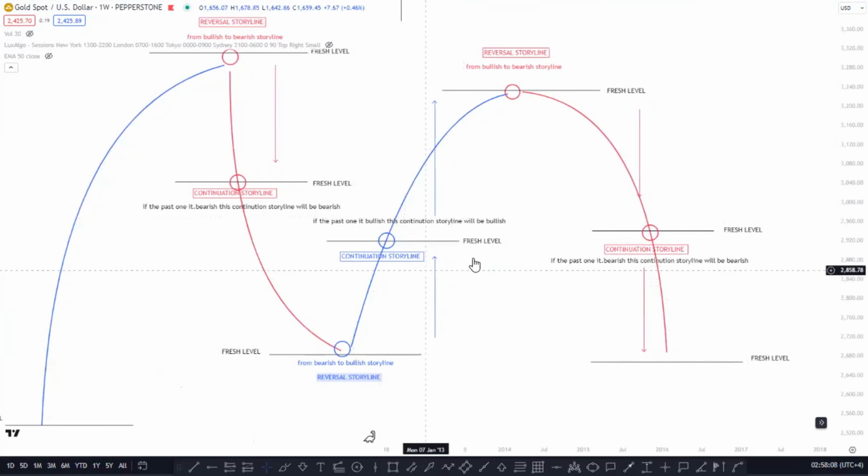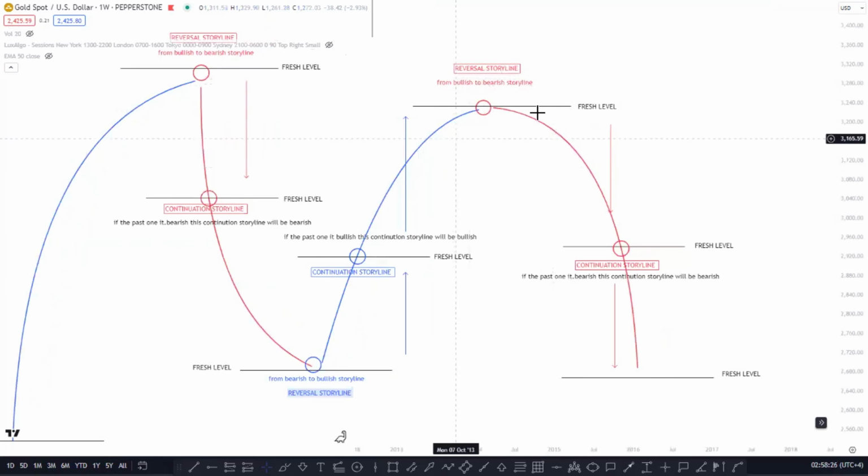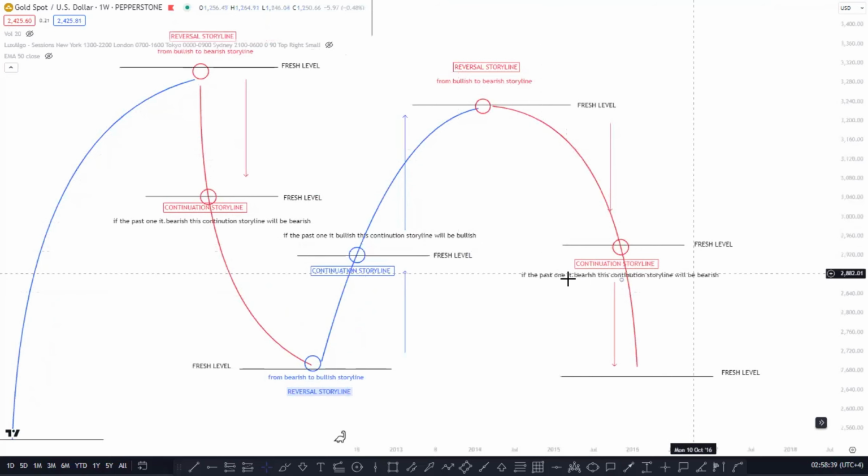So when the price reaches this fresh level and we see another bullish breakout, that means the continuation storyline started. If the past one is a bullish storyline, this continuation storyline will be bullish, okay, until the price reaches another fresh level and we see another bearish breakout for another new bearish storyline. Okay, the same with this continuation storyline.